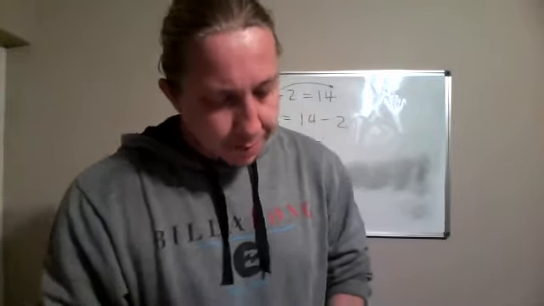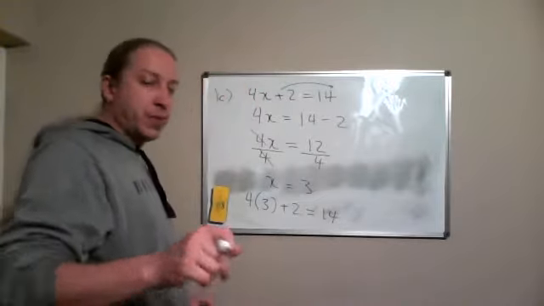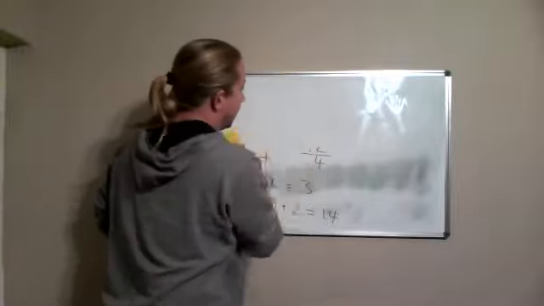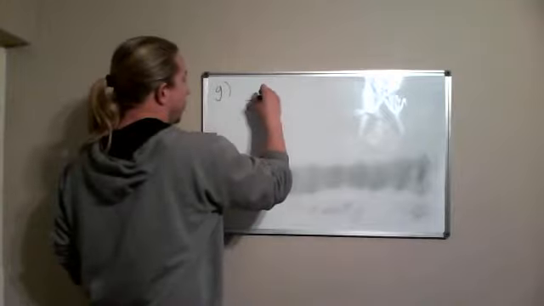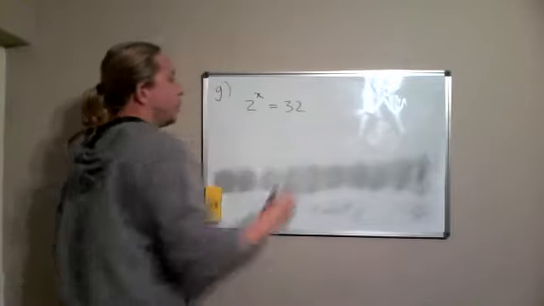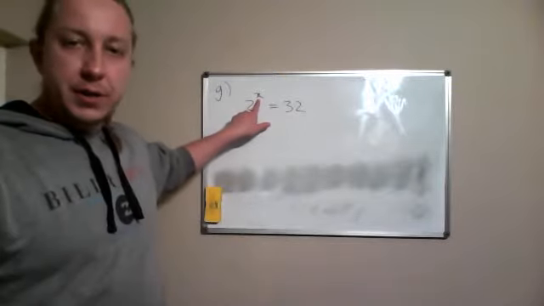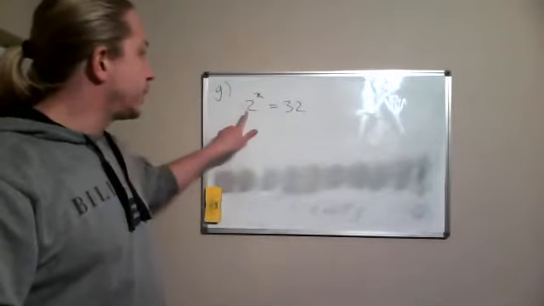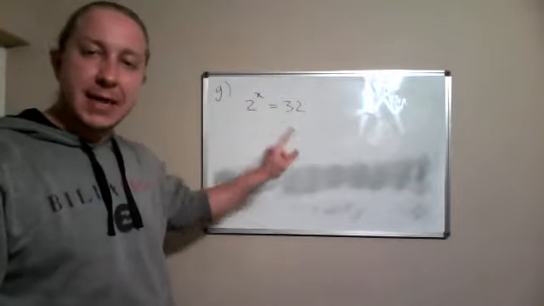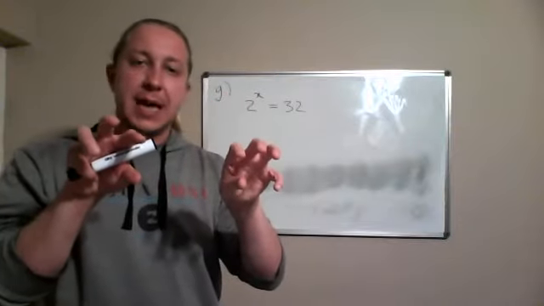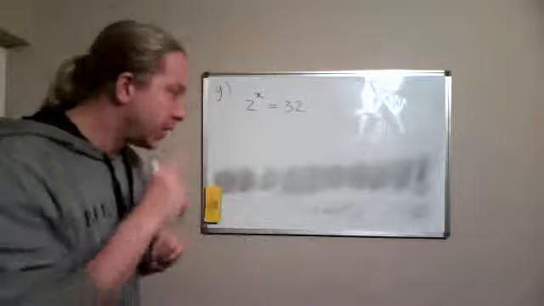And let's look at G. Okay. G says 2 to the power of x equals 32. Right, guys, so when we have an x in the exponent, in order to solve this question, we need to make sure that the base on each side is the same. So if the bases are the same, that means the exponents must also be the same. Okay, so that is the trick.